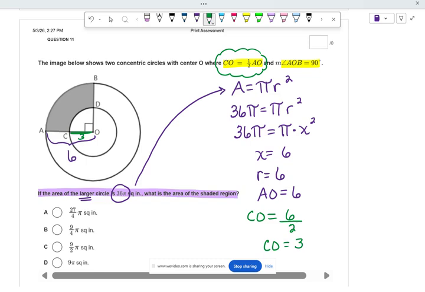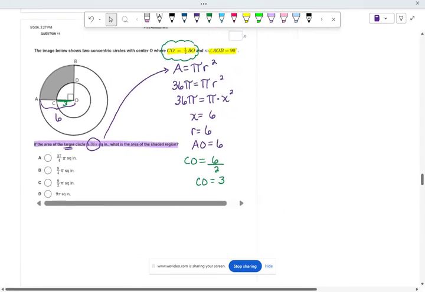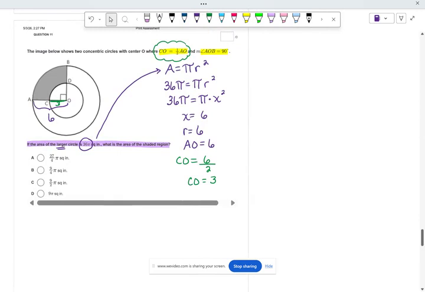All right, now let's see if I've got room. I do. Let me make this smaller. I can do it right over here to the right. Now what we're going to do is find the area of the larger sector minus the area of the smaller sector to find the area of the shaded region.